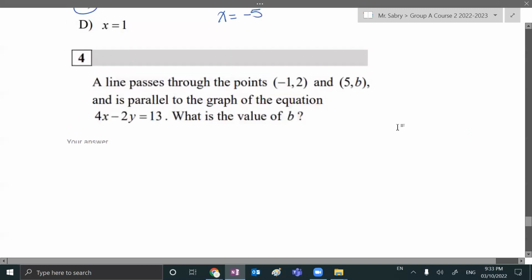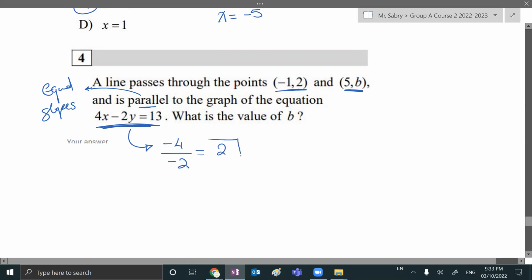Now if you look at 4, you're told there's a line that passes through these 2 points and is parallel. So whenever you see the word parallel, you think of equal slopes. Parallel to what? It's parallel to this line here. So what's the slope of this line? It's -4 over -2, which is +2. So that's my slope. The slope of these two points should be exactly equal to this slope. So I'll do the slope, which is y2 minus y1 over x2 minus x1. b minus 2 over 5 minus -1 should be equal to the slope that I calculated, which is 2.